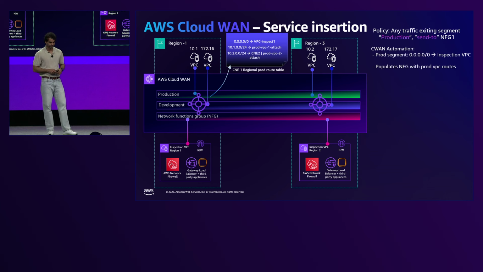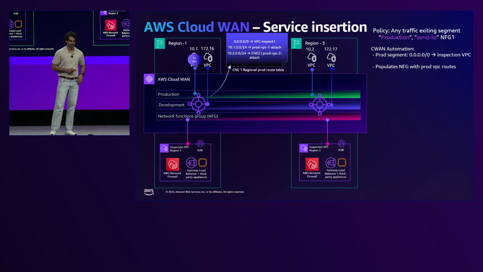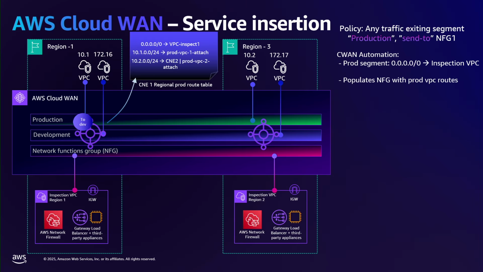Let's talk about another scenario. Here we write the same policy, but for the production segment. But instead of the traffic being sent to the web, what if I send the traffic to my development segment? Let's see what happens. I send the traffic to my production segment. The production segment has a default route which gets matched, and the traffic is sent to the inspection VPC. The inspection VPC routes the traffic back to the network function group, and the network function group basically drops the traffic. Why? Because the network function group does not have any of the dev routes. It only has prod routes, as per our Cloud WAN automation in the slide.